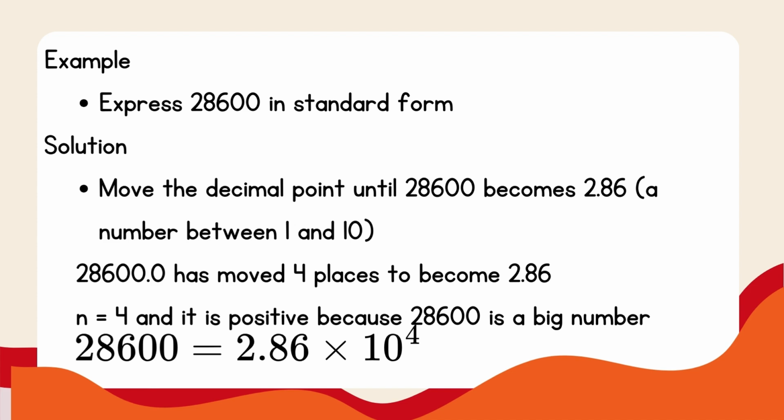That means that it will be 2.86 times 10 raised to the power of 4. We moved the decimal point 4 places to give 2.86, which is a number that is between 1 and 10. So our n will be equal to 4. n is going to be positive because this is a big number.